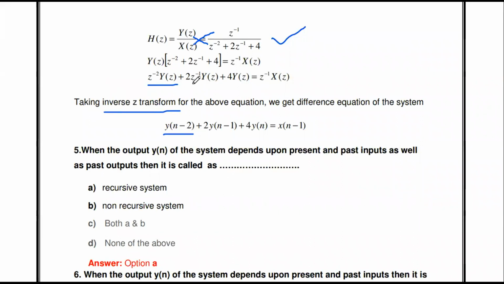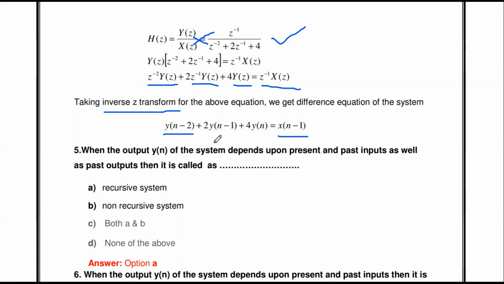Similarly, plus 2 into what is the inverse Z transform of z power minus 1 into Y(z)? It is small y of n minus 1. Similarly, plus 4 into what is the inverse Z transform of Y(z)? Small y of n, which is equal to the inverse Z transform of z power minus 1 into X(z), which is x of n minus 1. So this is the difference equation, the time domain difference equation of the given system.